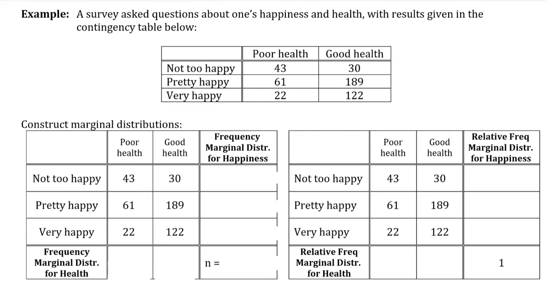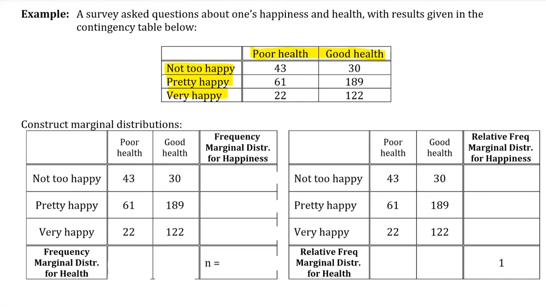Our two variables here: we have a variable representing the columns. We have poor health and good health, so overall our variable there would be level of health. And then we have one variable representing the rows. We have not too happy, pretty happy, and very happy. Together, these are categories for the variable of happiness.